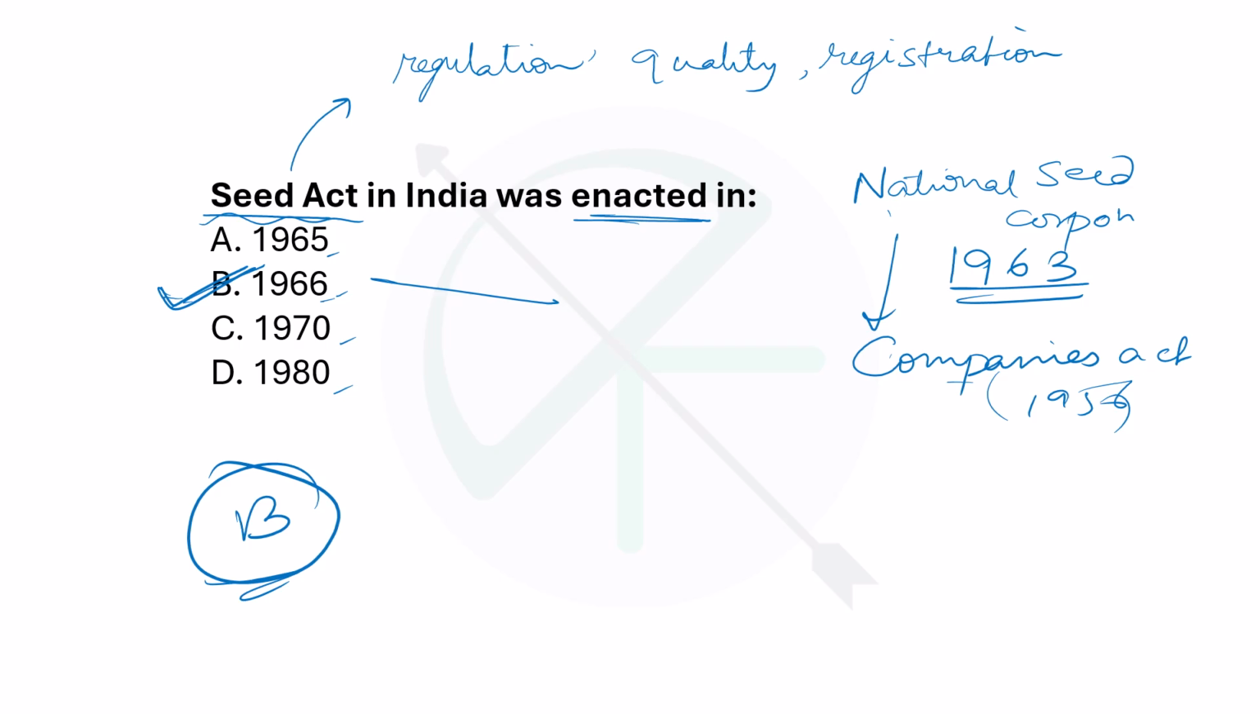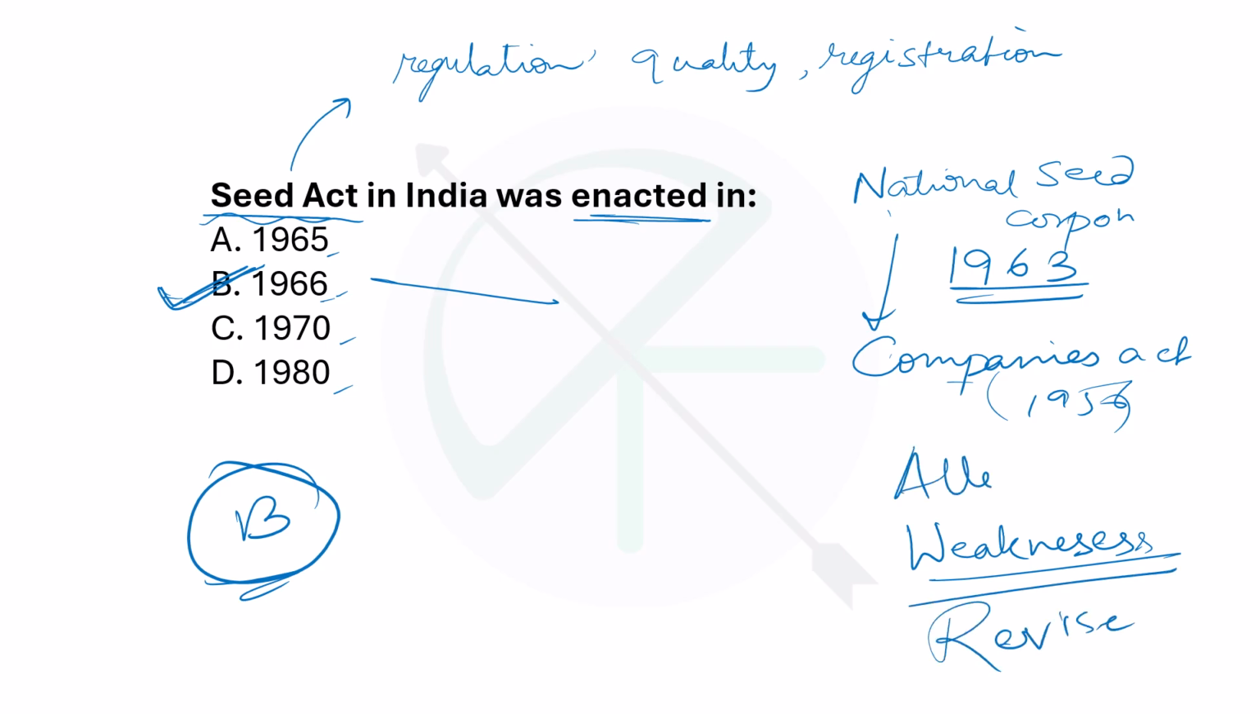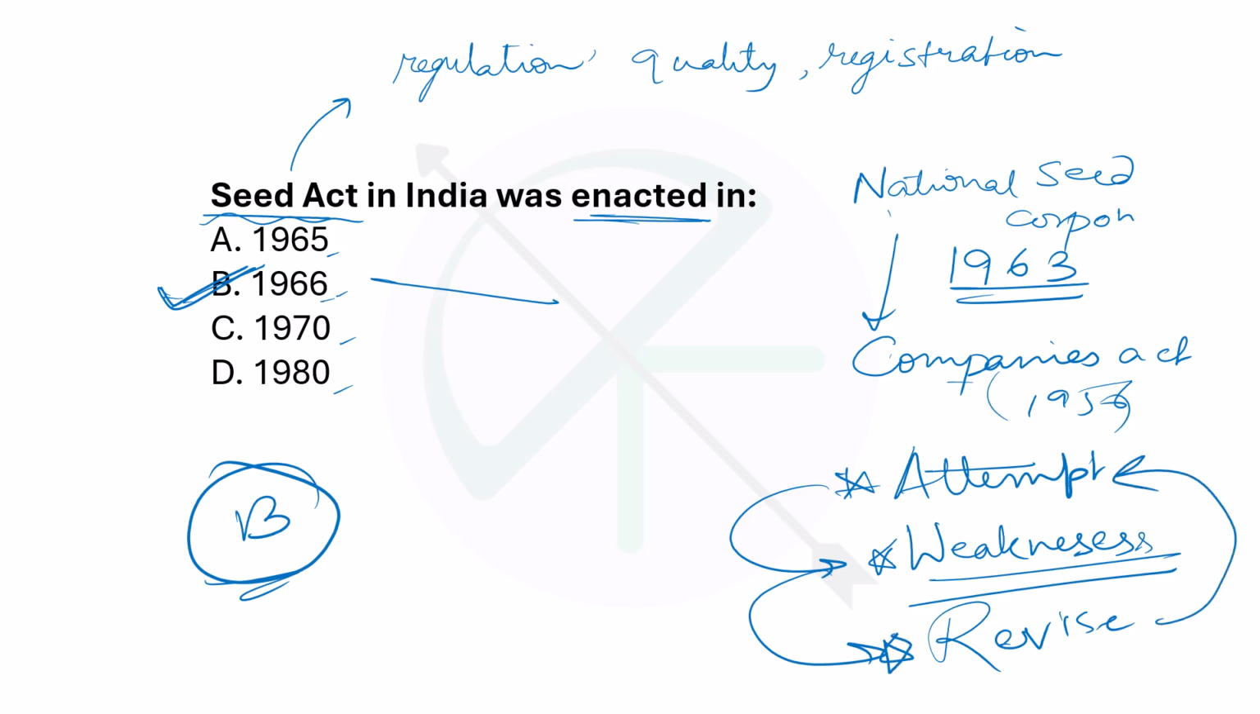And another thing, I'd request you to find out the weaknesses, what questions you are not being able to solve, spot the weaknesses, and then revise them. This is the mantra that you should adopt. Attempt questions, find out the weaknesses, and then revise, and then do it again. This cycle you should follow.